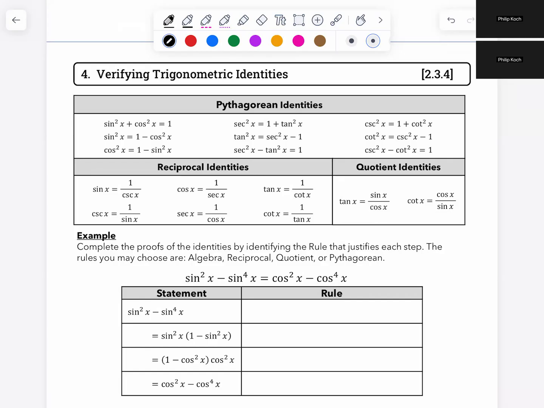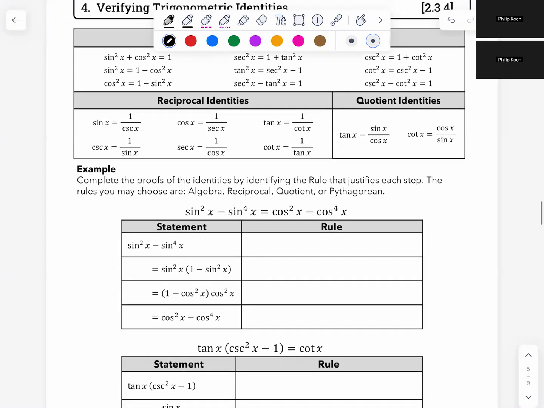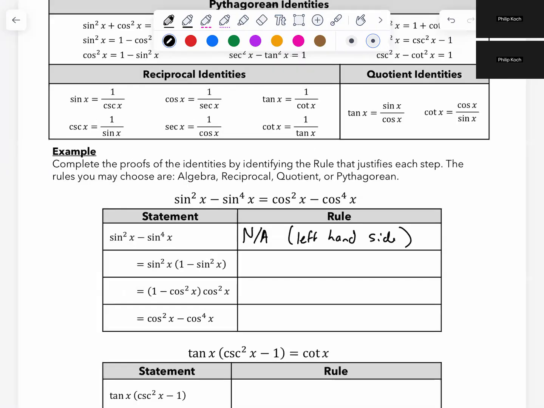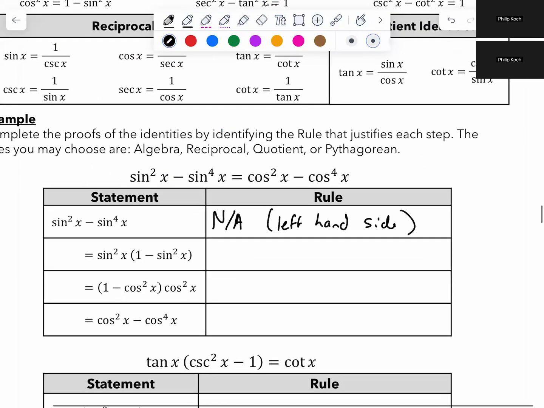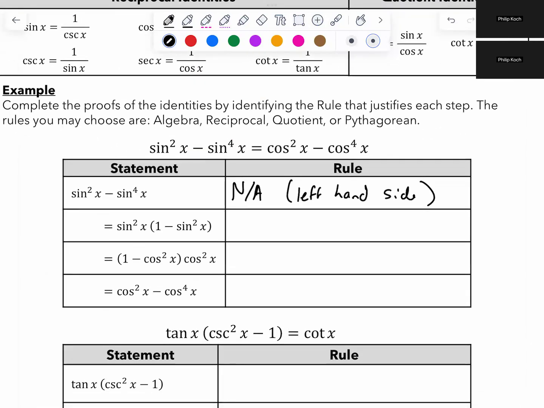Sine squared x minus sine to the fourth x. That's just the statement. That's the starting point. So N/A, left-hand side, however you want to write it. There is no rule happening there. We're just starting with the left-hand side.